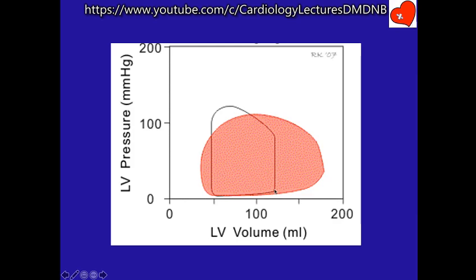So isovolumic contraction means the ventricle starts contracting here. The pressure starts building up, and in the normal ventricle, the AV valve is closed. Therefore, although the pressure is rising, the volume does not decrease. The volume remains the same, around 120. So the pressure rises but no change in volume, isovolumic contraction. Then the aortic valve opens and ejection starts. Then the volume starts decreasing.